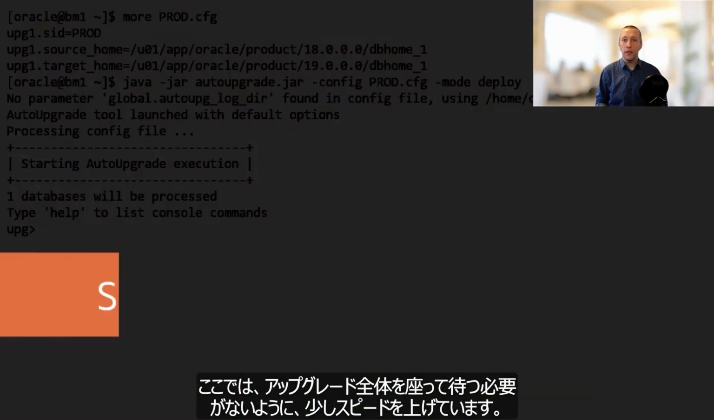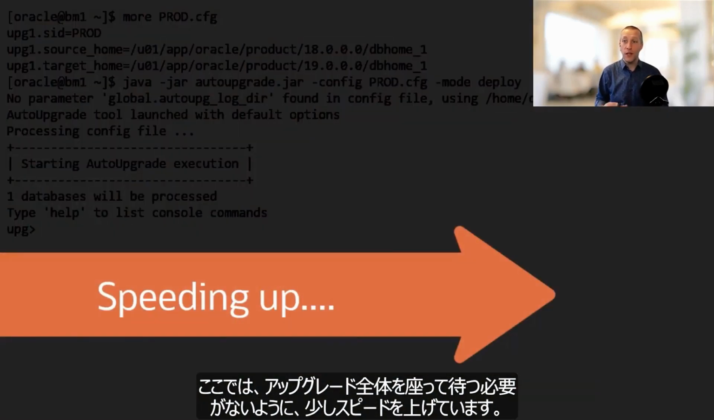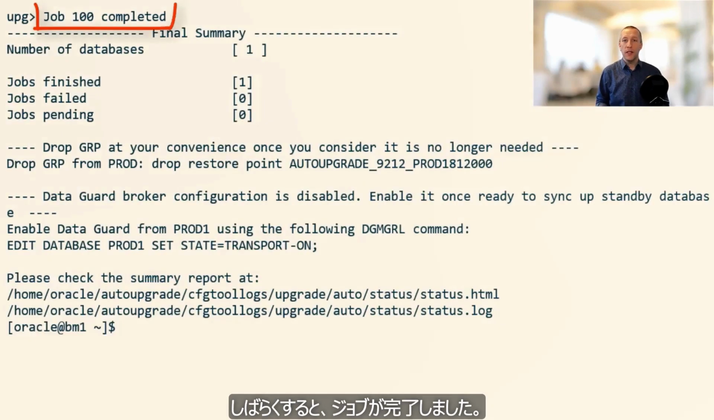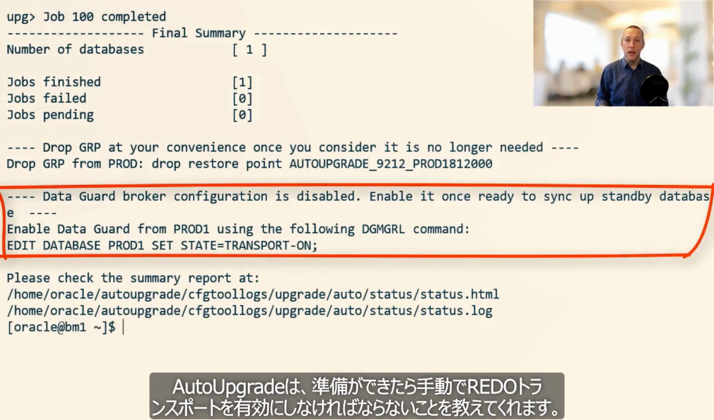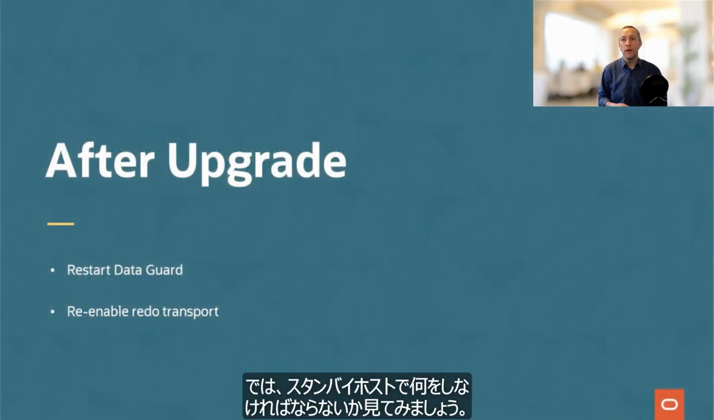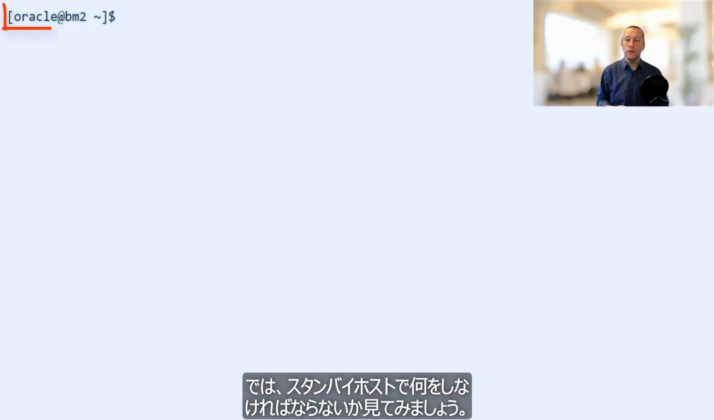Here I'm speeding things up a little so we don't have to sit and wait for the entire upgrade. After a while, the job completes, the database has been upgraded. AutoUpgrade tells me that I have to manually enable redo transport when I'm ready to do so, and it even gives me the broker command to do it. So let's see what we have to do on the standby host.